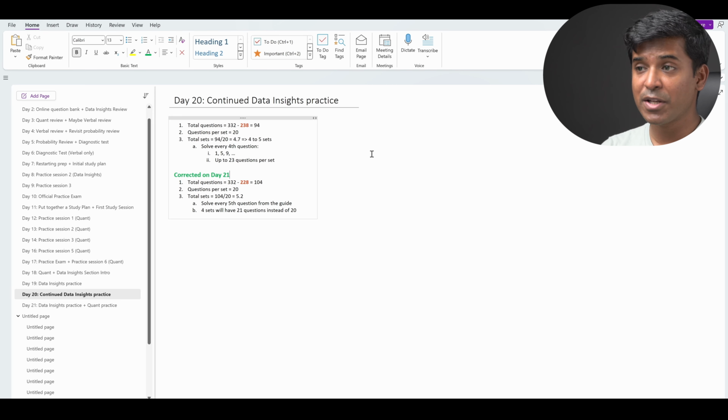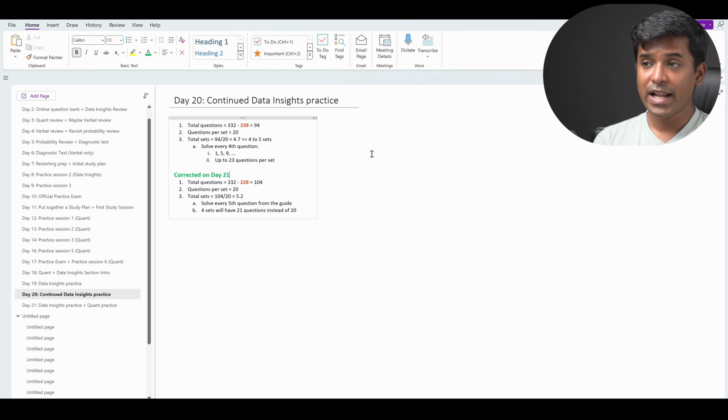However, I realized that I'd made an error in just noting down the number 238. That number should actually be 228, as you're seeing in the corrected calculations below. So really the GMAT official guide has 104 data sufficiency questions. If you do the rest of the math the same way, you realize that you can create about 5 practice sets for the data sufficiency question type using these 104 questions.